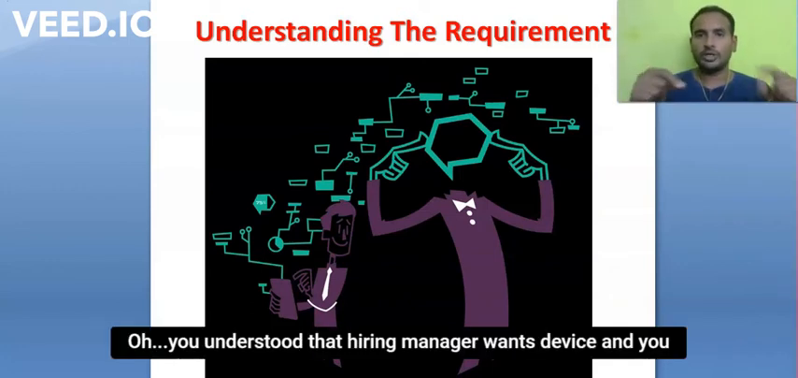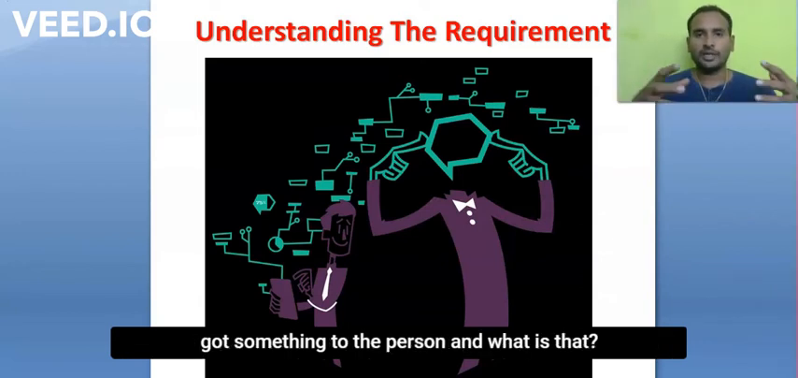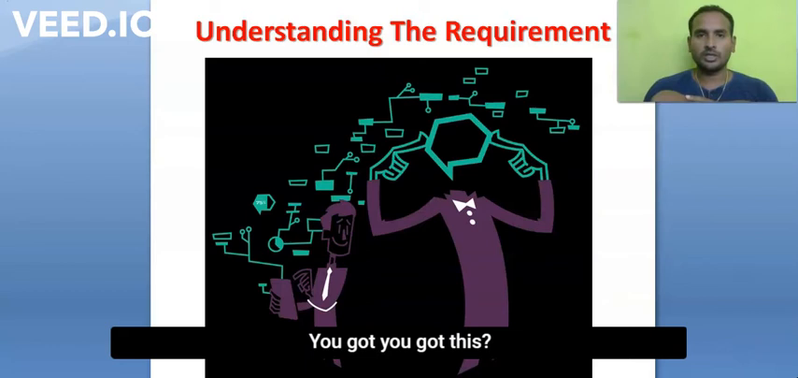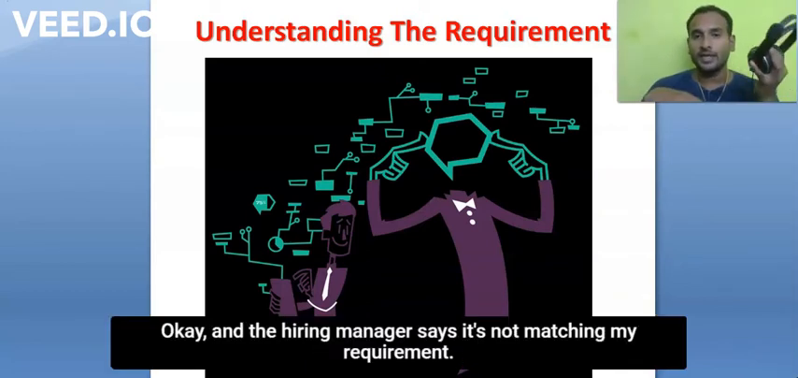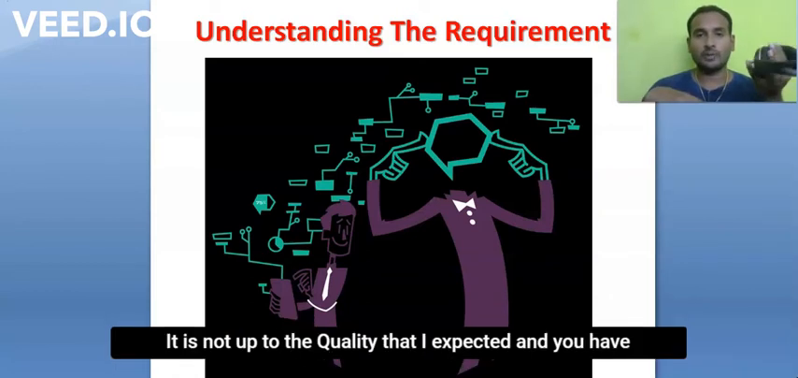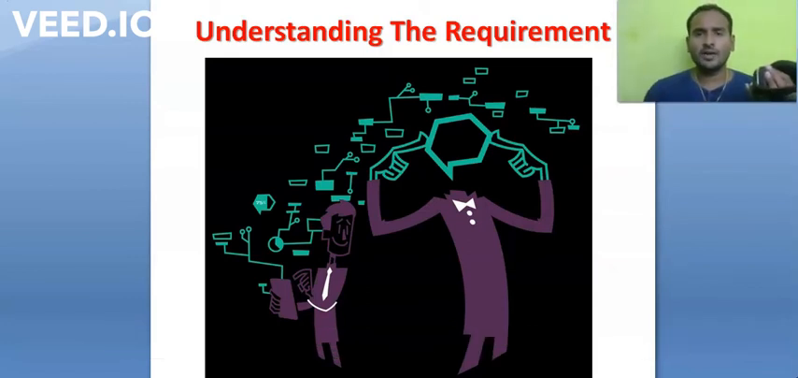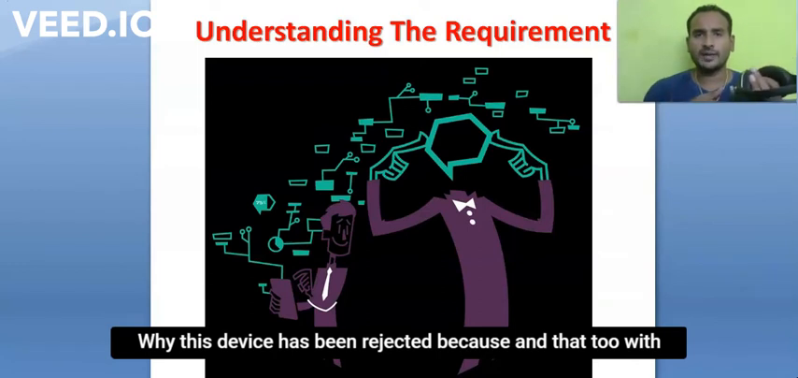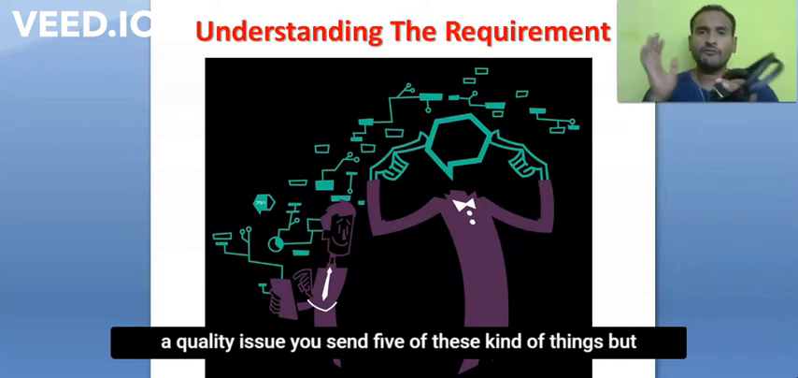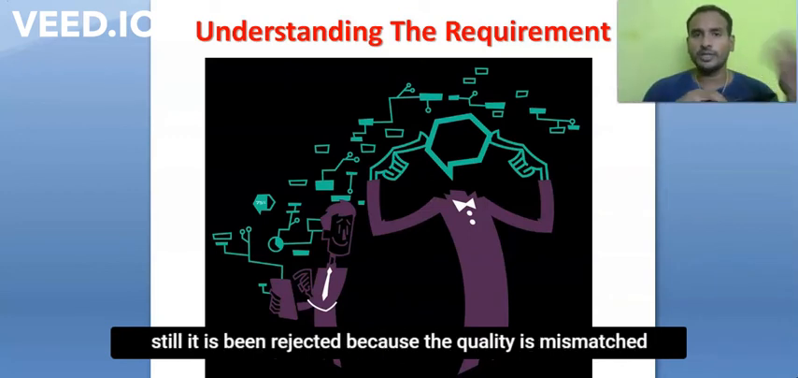You understood that the hiring manager wants a device, and you got something to the person, and what did you get? You got this. And the hiring manager says it's not matching my requirement, it is not up to the quality that I expected, and you have no idea why this device has been rejected. You send 5 of these but still it has been rejected because the quality is mismatched.